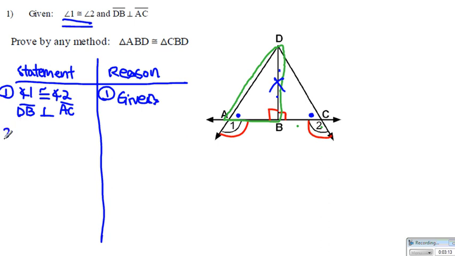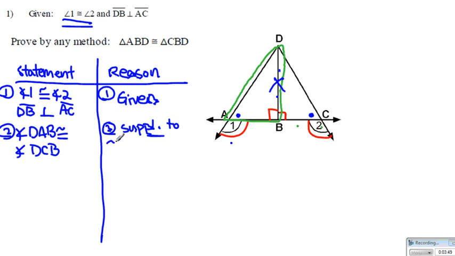All right, number 2. Because we realize the angle 1 and angle 2 are congruent, the blue dotted angles were congruent too. So what we can do is angle DAB must be congruent to angle DCB. Why? The reasoning is, as we mentioned earlier, supplementary to congruent angles are congruent.